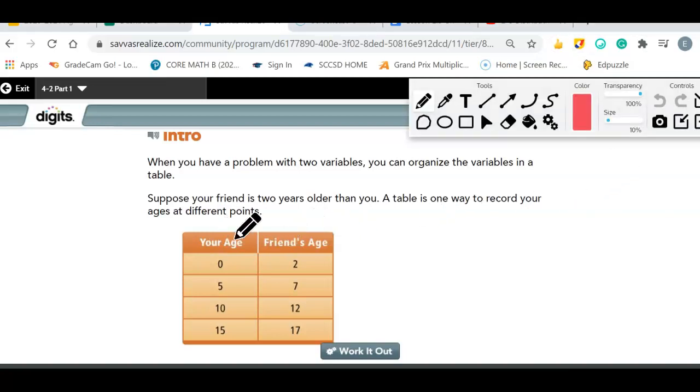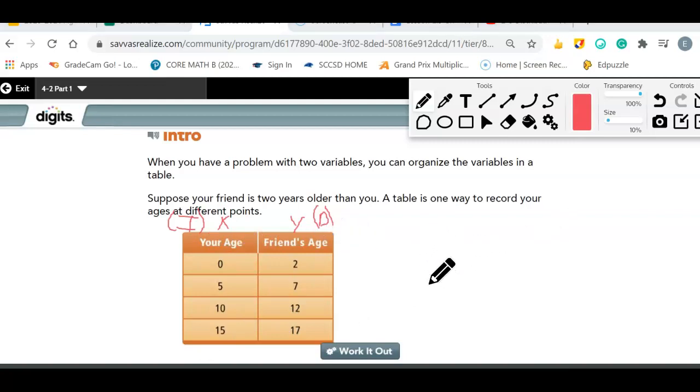You can change your age into a variable. Let's say we make that the X variable, and your friend's age is Y. You can label those as X and Y. Your age, the first one over here, is almost always your independent variable. And the second one on the right-hand side is almost always your dependent variable. Why don't you give it a try and see if you can write an equation for this scenario.